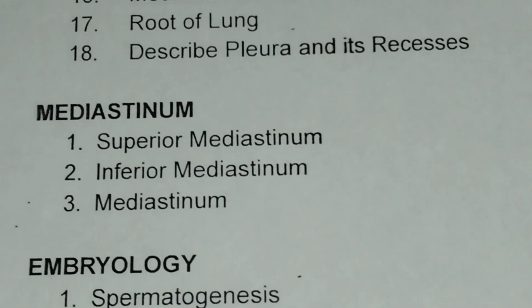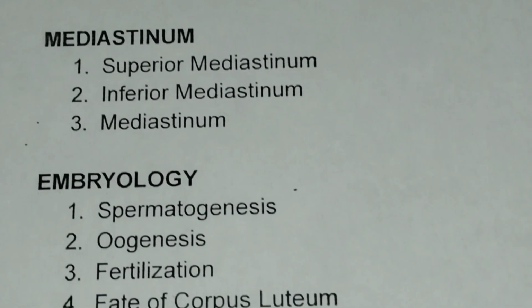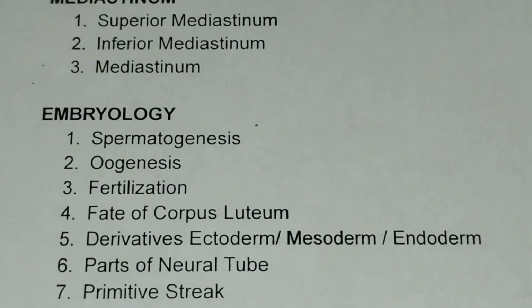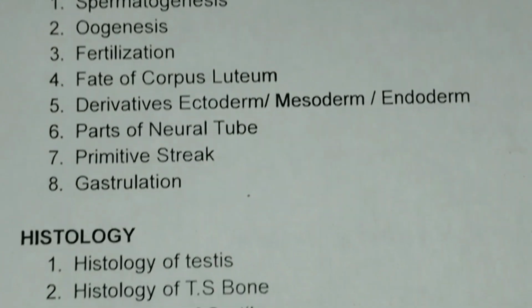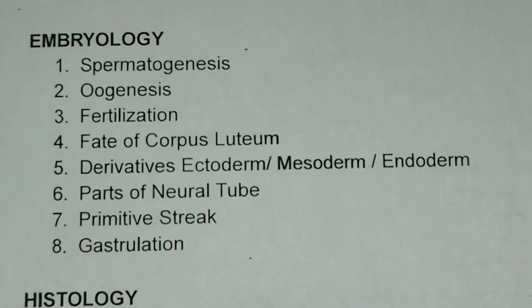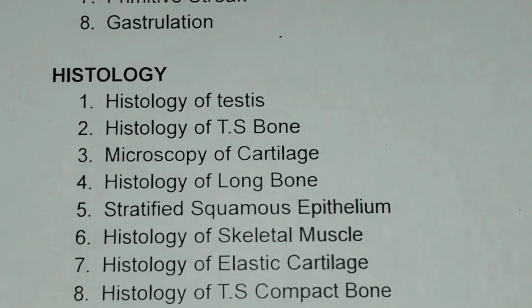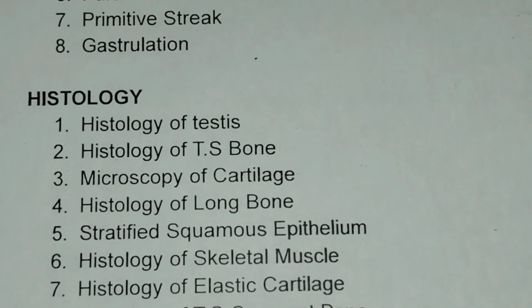Okay, so finally we are done with upper limb and thorax. Next, in the mediastinum, the superior, inferior and the middle mediastinum, all the three are important. Now coming to the embryology part, the first question is spermatogenesis, second one oogenesis, third one fertilization, fourth one fate of corpus luteum, fifth one derivatives of ectoderm, endoderm or mesoderm, sixth one parts of neural tube, seventh one primitive streak, eighth one gastrulation.